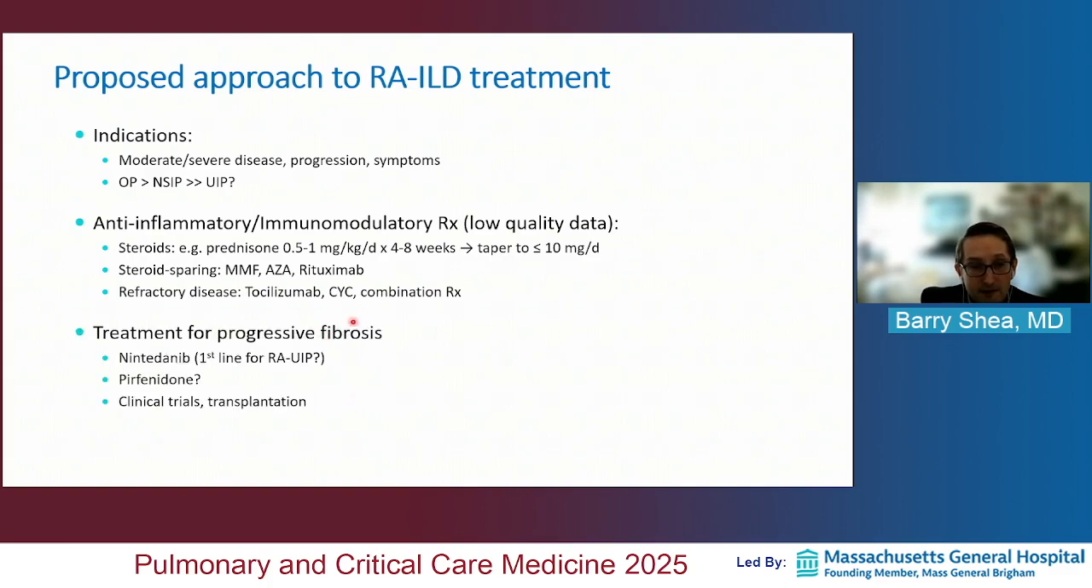In patients who have progressive fibrosis despite immunosuppressive therapy, an argument can be made for adding nintedanib, perhaps pirfenidone also, and you can see that those are both included in the guidelines that were published recently. And then, of course, clinical trials and lung transplantation have to be considered as well.